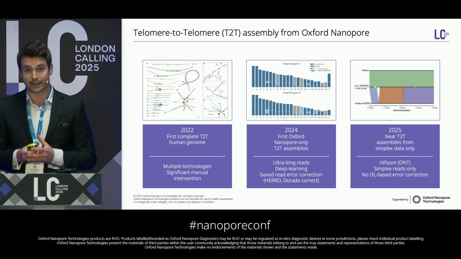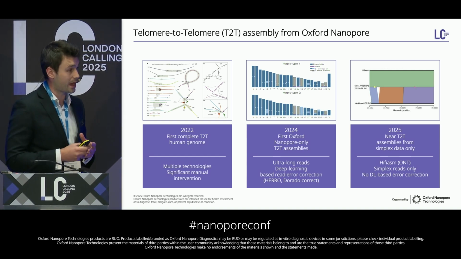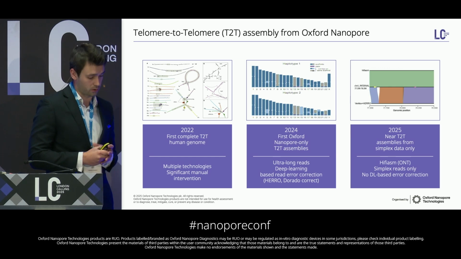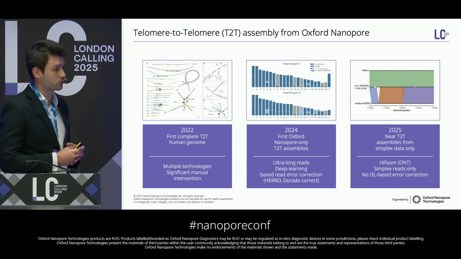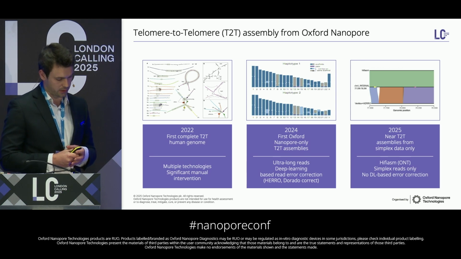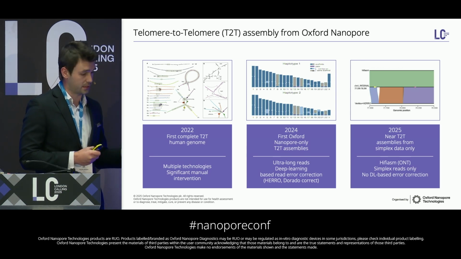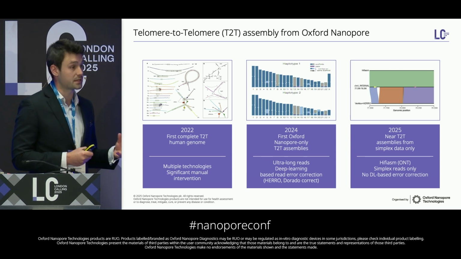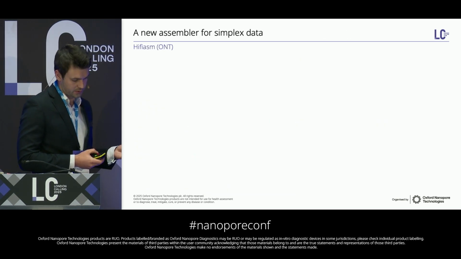It's a sign of how quickly the technology's moved that we are now at a point where we can get complete T2T assemblies using just Oxford Nanopore data. And my colleague Sean demonstrated this at London Calling last year. At the time, this assembly that Sean showed was possible thanks to firstly improved base calling accuracy, but also our ultra-long read kit and deep learning-based read error correction algorithms such as Hero.